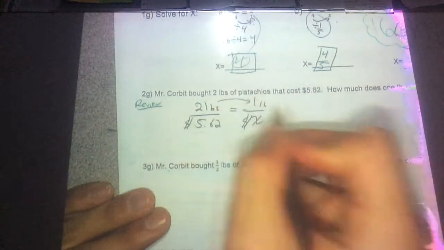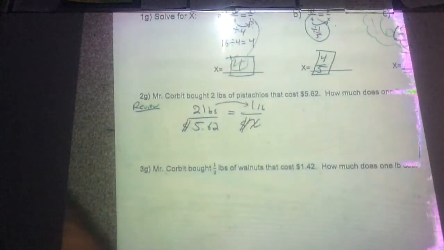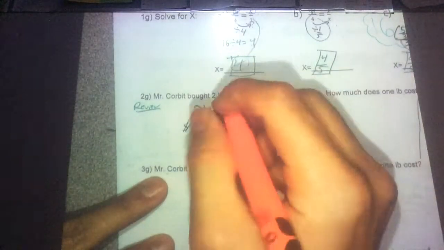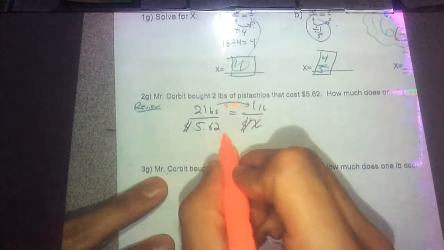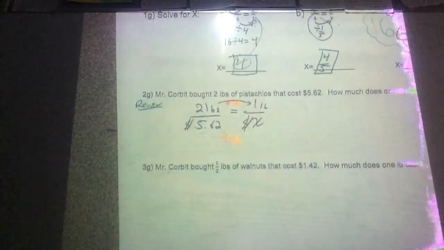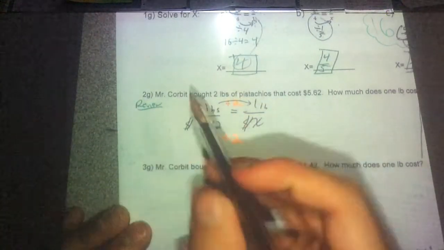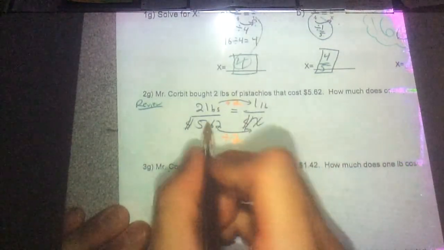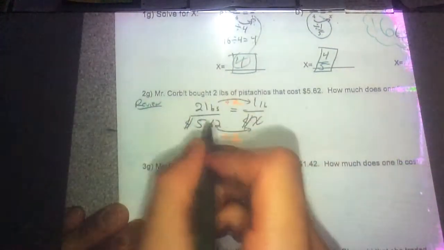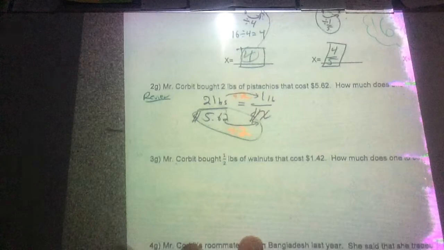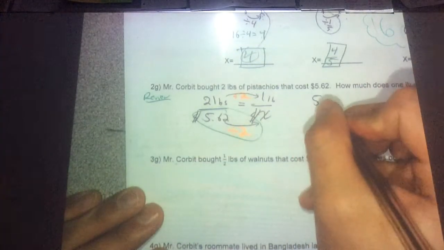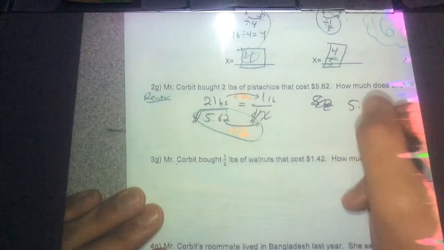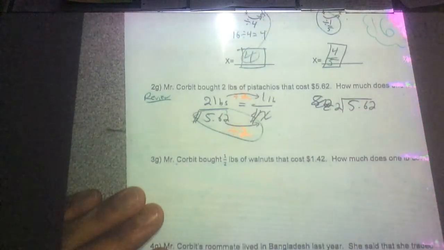Now, to get to 1, well, I'm just going to be dividing by 2. Dividing by 2. So over here, in the denominator, I also need to divide by 2. This operation is the only operation that is separating me from the answer, so I just need to divide 5.62. 5.62 divided by 2, and I'm going to have my answer.